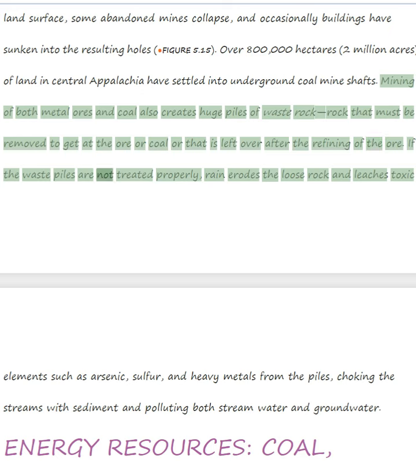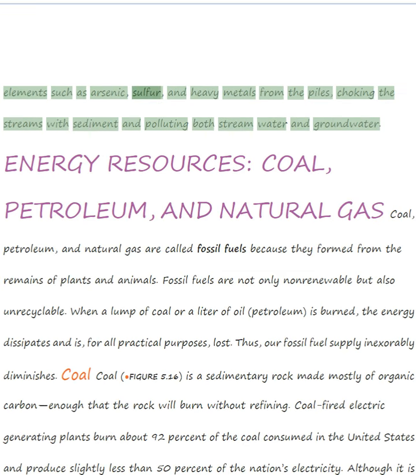If the waste piles are not treated properly, rain erodes the loose rock and leaches toxic elements such as arsenic, sulfur, and heavy metals from the piles, choking the streams with sediment and polluting both stream water and groundwater.